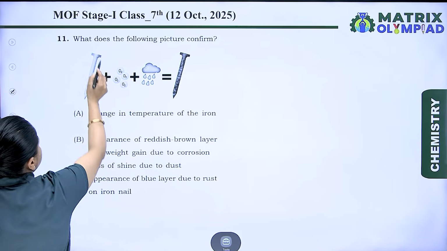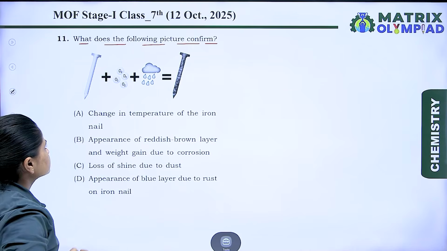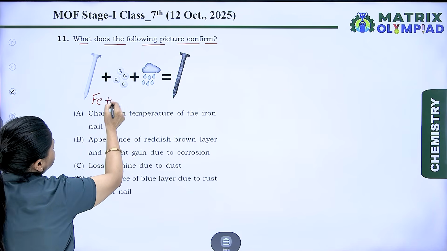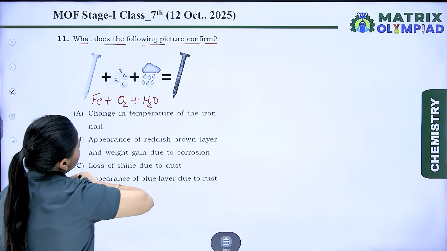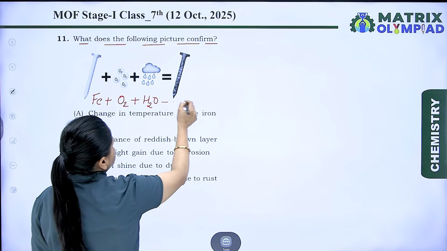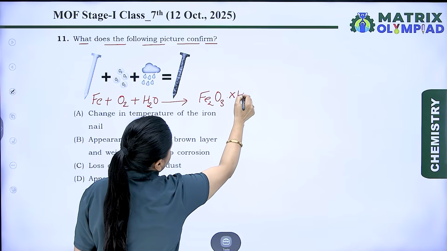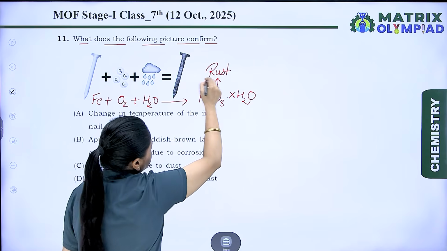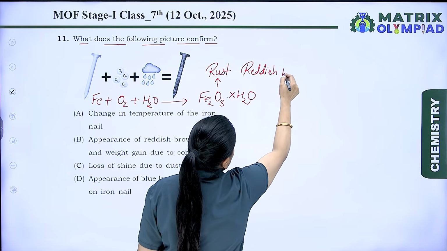The 11th question is, what does the following picture confirm? Let's think about the picture. It is iron which reacted with oxygen and water. So after reaction with oxygen and water, iron gives Fe2O3.XH2O, and this is the formula of rust, and rust has a reddish brown color.